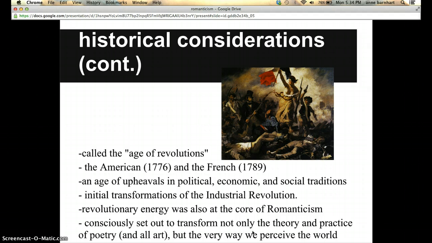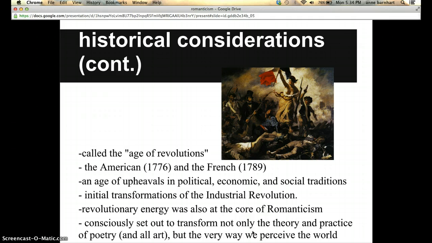The revolutionary energy was at the core of Romanticism as a movement, not only in terms of themes, but also in terms of the way they approached poetry and literature differently than previous generations. They consciously set out to transform not only the theory and practice of poetry and all art, but really it was more than just art. It was a way of perceiving the world, a way of living, a way of being, which you'll understand a little bit more as we continue.